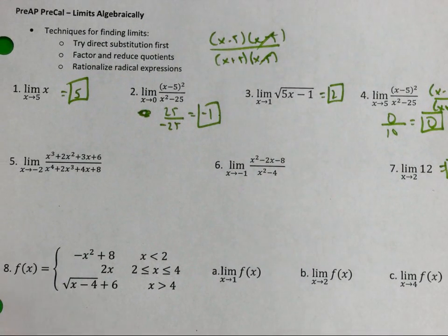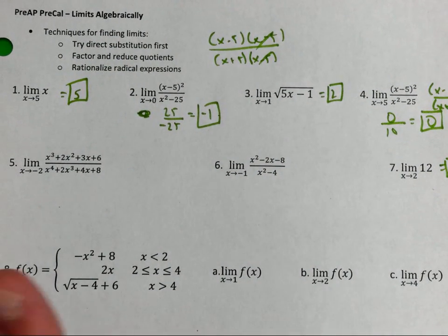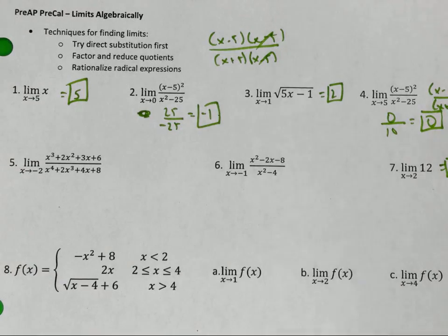Alright, let's look at number 5. I got a fraction that makes me nervous, so what I'm going to do is try direct substitution. I'm going to plug negative 2 into the denominator. Let's do this. Negative 2 to the 4th is 16. Negative 2 cubed is negative 8 times 2 is negative 16. So 16 and negative 16 is 0. That's gone. 4 times negative 2 is negative 8. Negative 8 plus 8 is 0. So I have 0 in my denominator. So I need to try another technique.